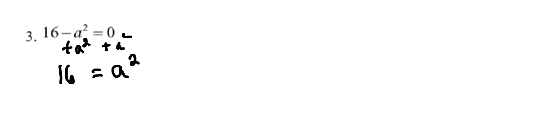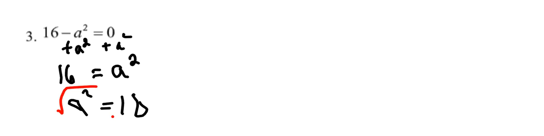Now, if you want to flip it around, you can. You can make it a squared equals 16. That's a 16, believe it or not. Sorry, sometimes this thing has a mind of its own. I'm going to take the square root of each side. And we get a equals positive or negative 4.